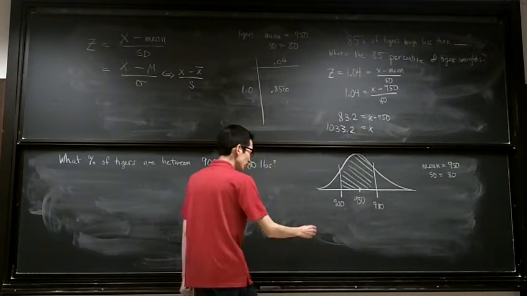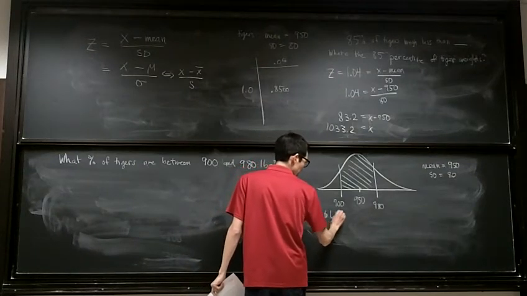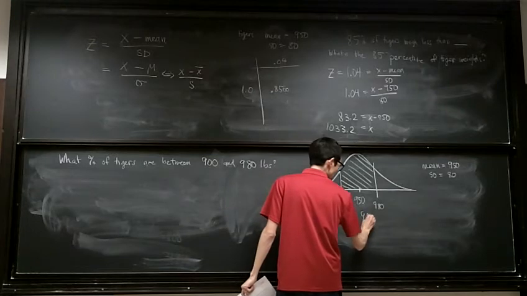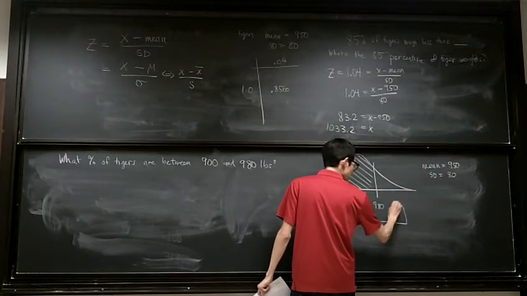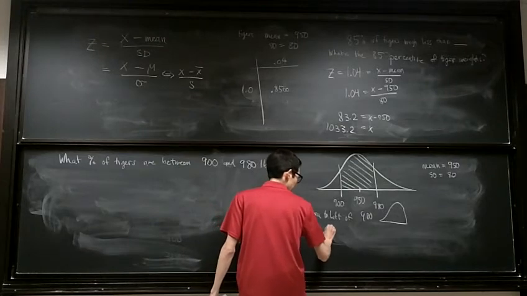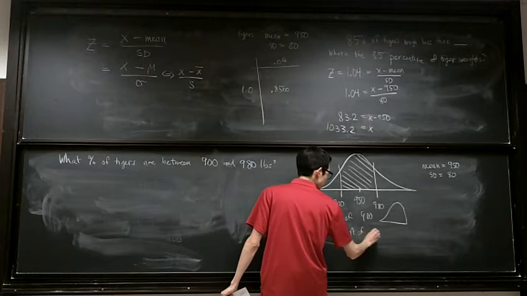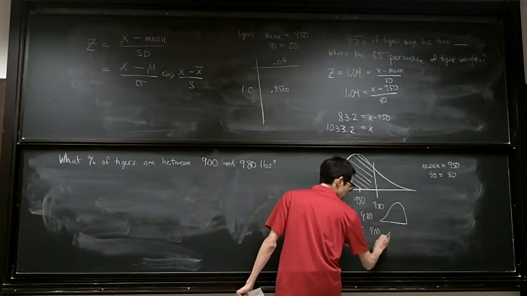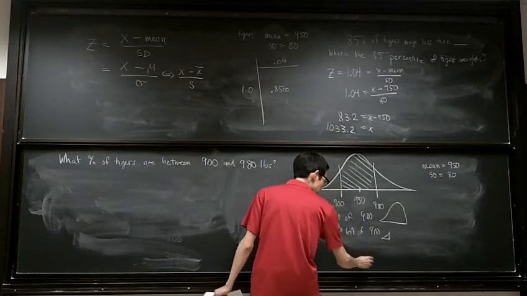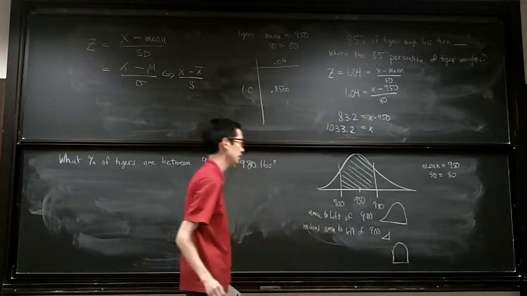So you do the area to the left of 980, which is this piece, minus the area to the left of 900, which is this piece. Then you're left with what you're looking for.